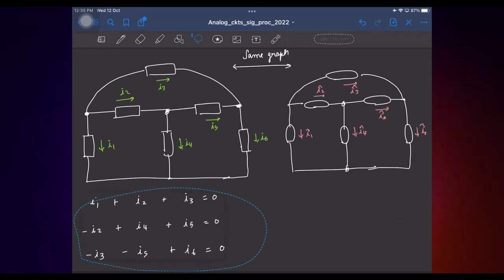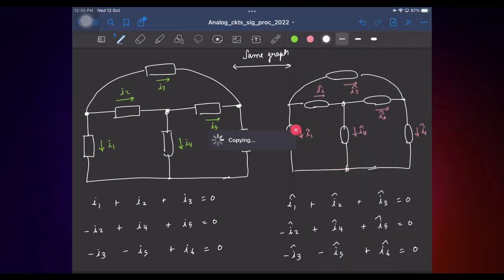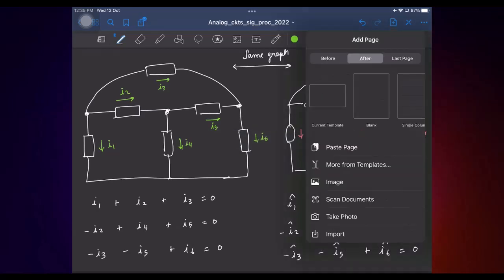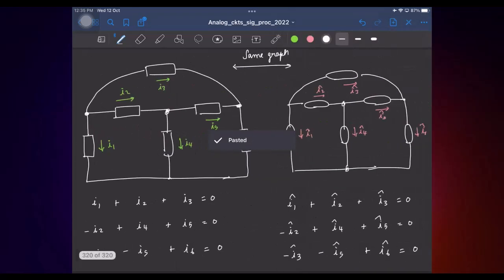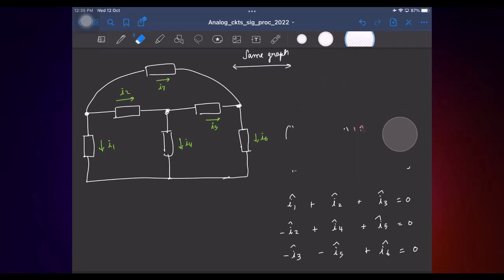So I can write KCL again for this network, just with the hat. Okay. Right? Great. So let me actually copy this.